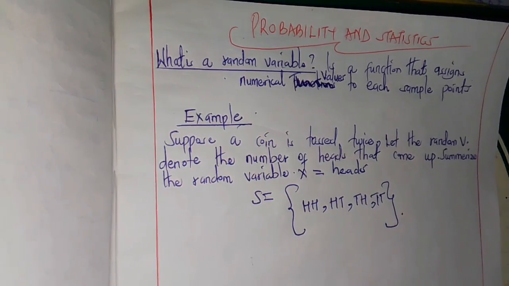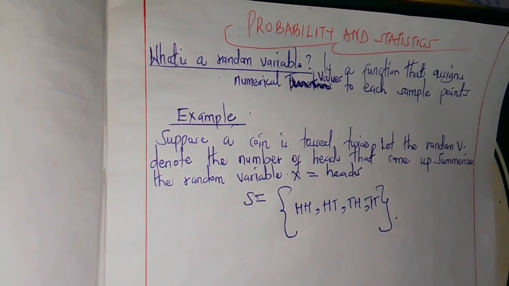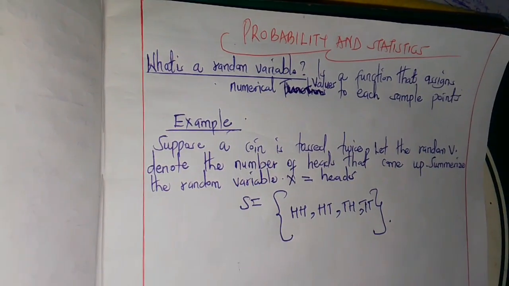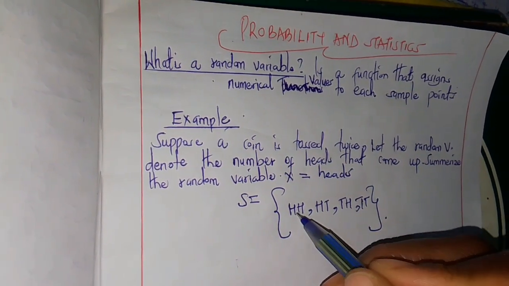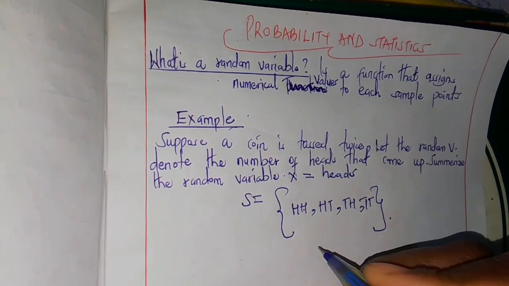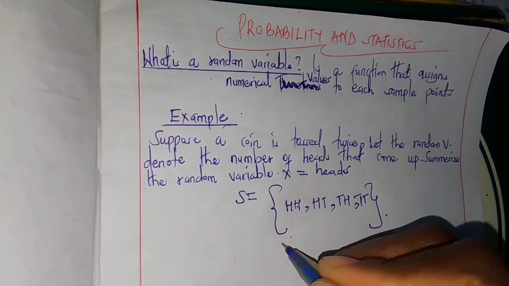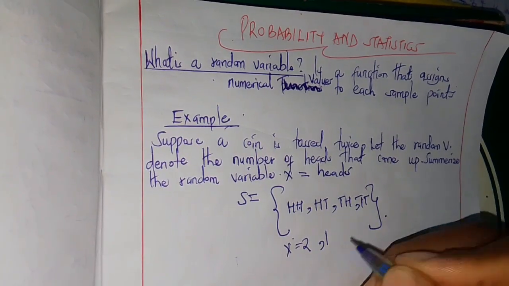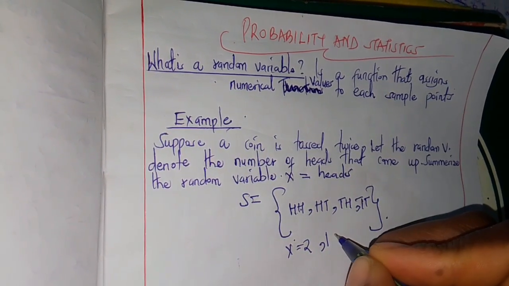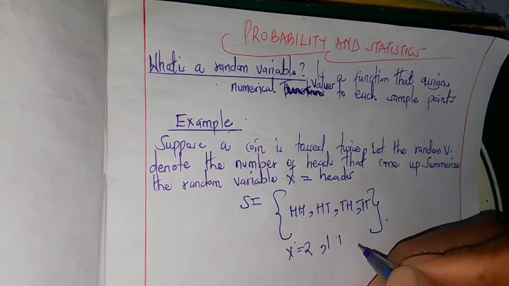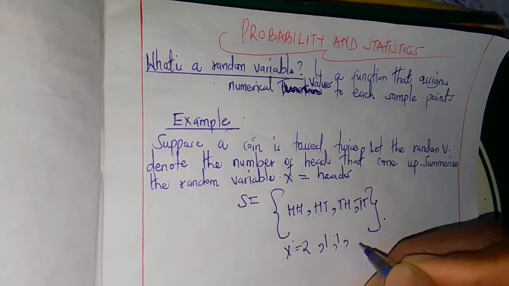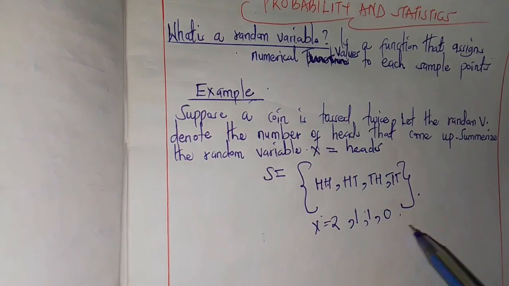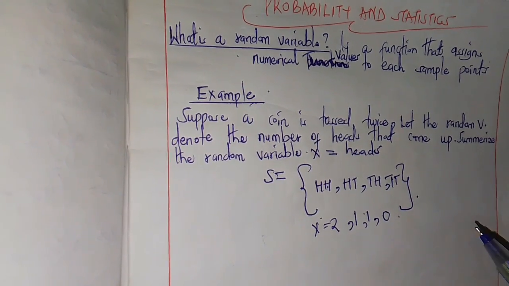Now from the sample space, we can get the random variable X, which denotes the number of heads that come up. So here, for example, we have two heads, meaning that our X here is going to be 2. For the second one, it's going to be 1. The third one is also going to be 1 because we only have one head, and for the last one it is 0. So these are our random variables.